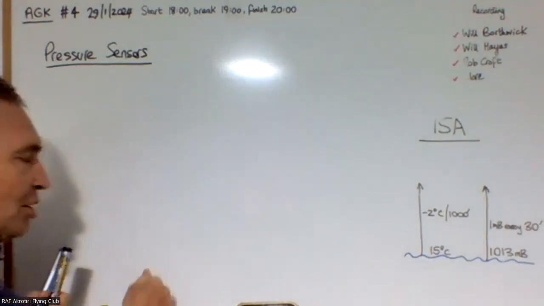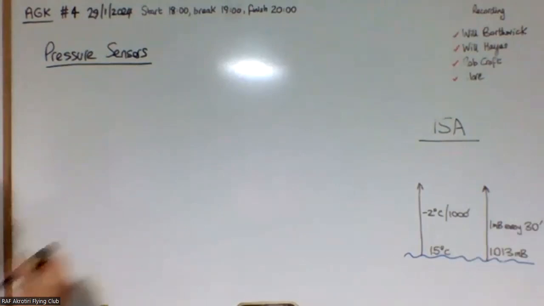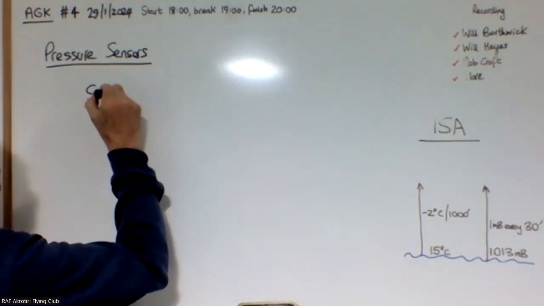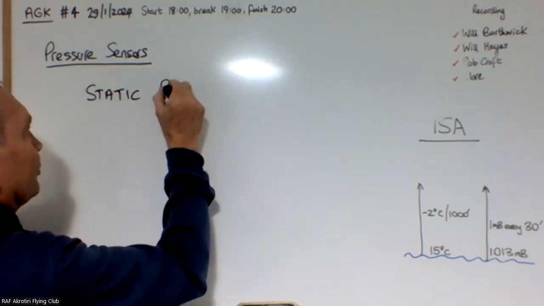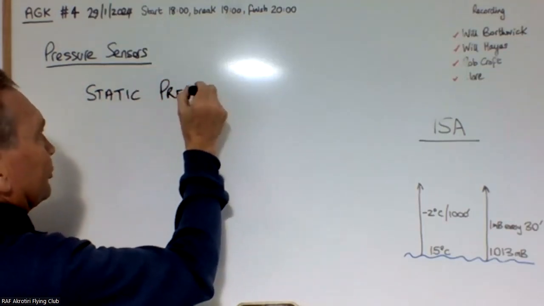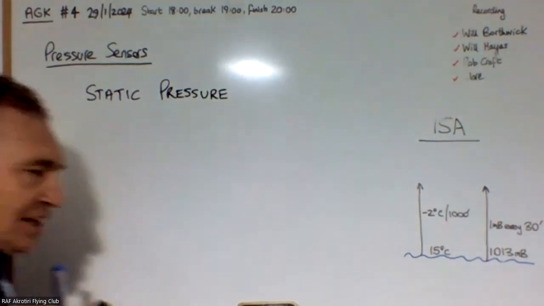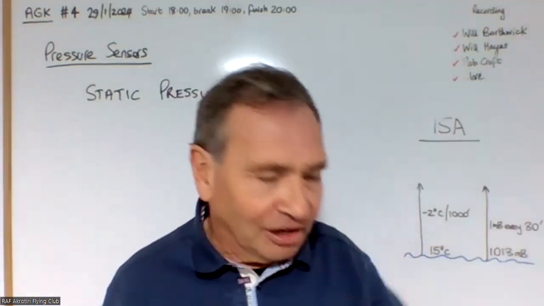In principles of flight, we'll be talking about angle of attack sensors, but the 2 I want to talk about today is static pressure and dynamic pressure. So what static pressure is, that is just simply the pressure of the air outside the aircraft.